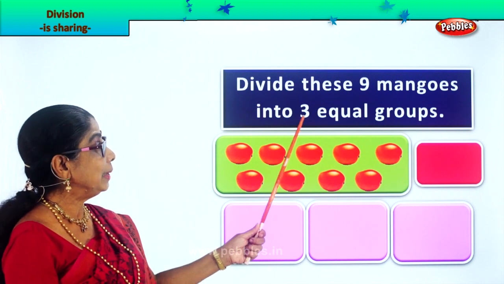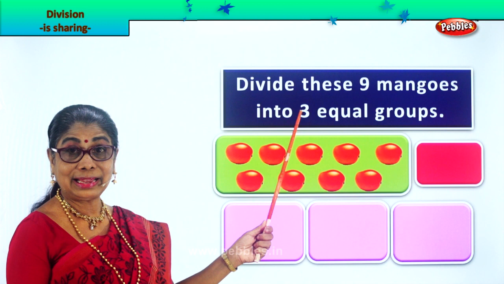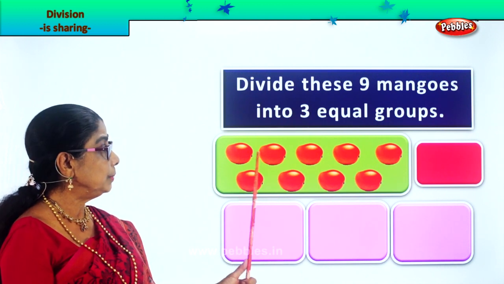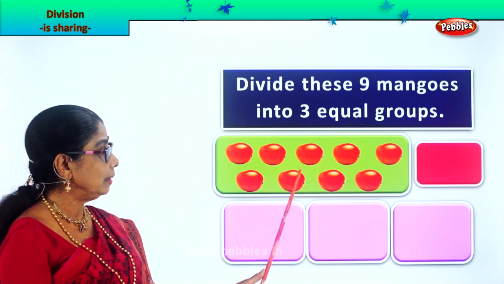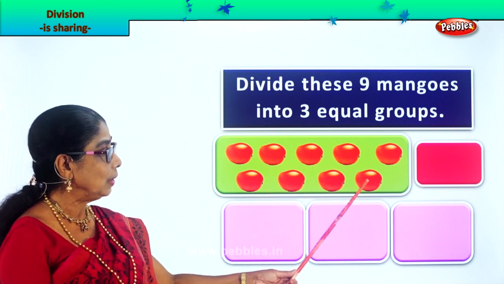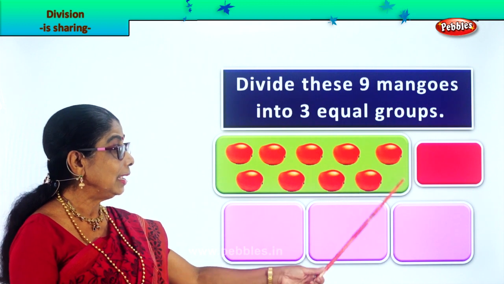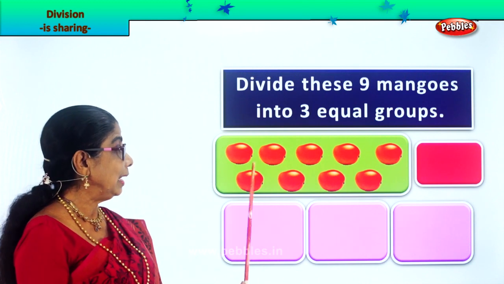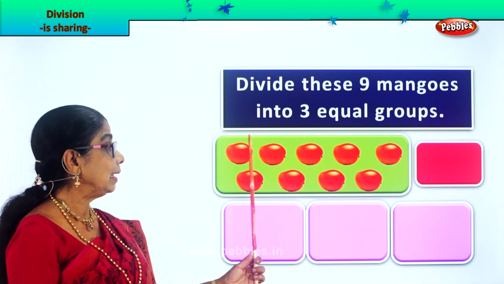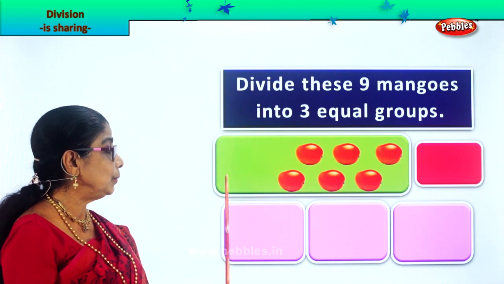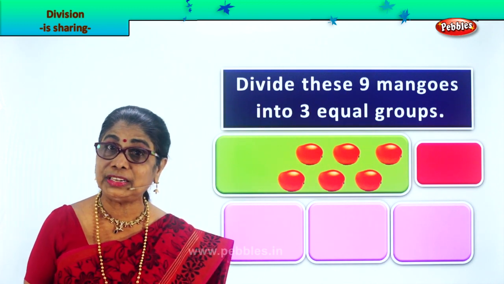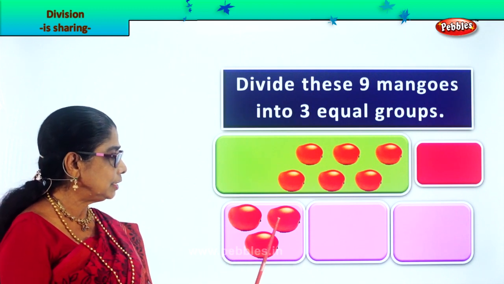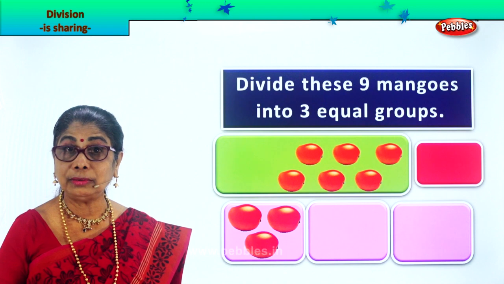Now, we have how many? 3 trays. How many mangoes? 9. Now, let's look. 1, 2, 3. So, we have 3 trays. How many can we put in it? Okay, let's look at this. Let's take the 3, 1, 2, 3 and place it in the first tray. Look. So 3 we took from here. 1, 2, 3 into 1 tray.